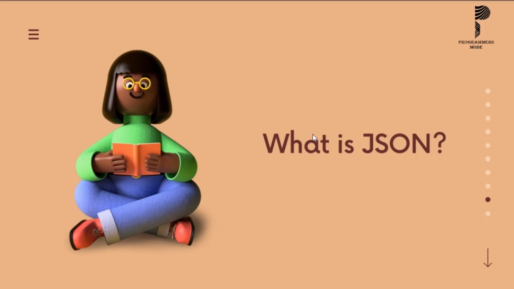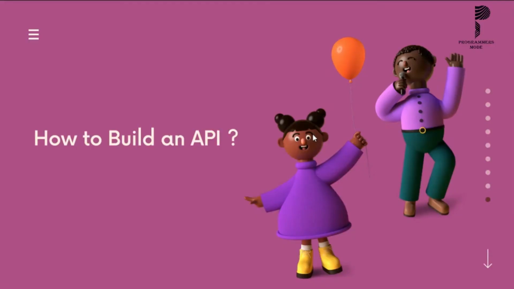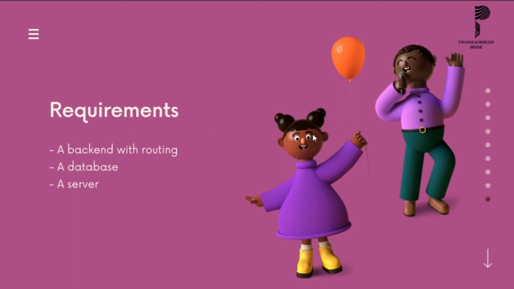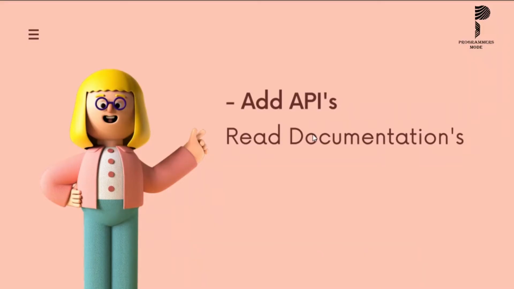Now let's talk about how you can build an API. Building an API requires a little bit of knowledge of server-side application programming and routing, such as JavaScript Express, Ruby on Rails, and so on. Now, in order to build an API, you are required a backend with routing, a database where your data can be stored, and a server, say likely AWS, Azure, or say Google Cloud. You can add APIs in your application to extend the functionality of your application.